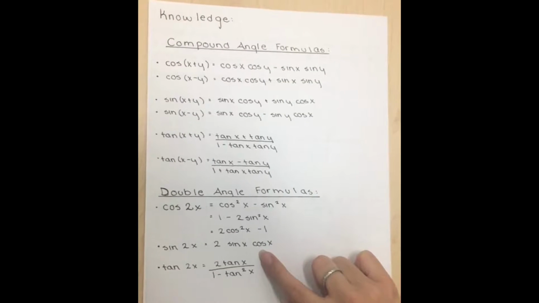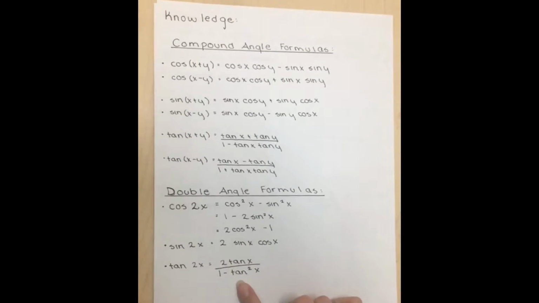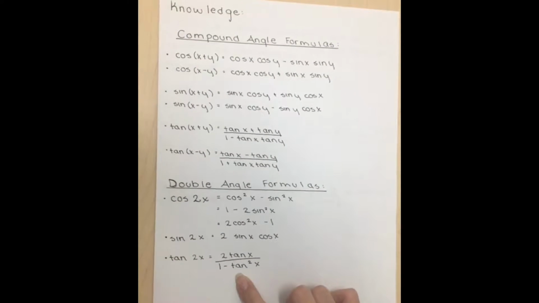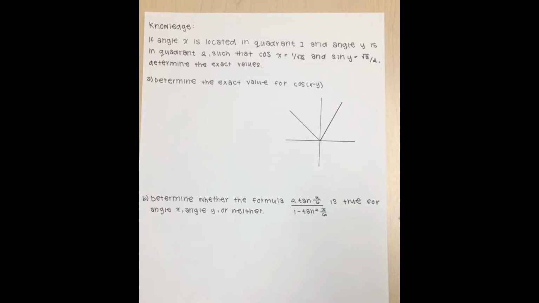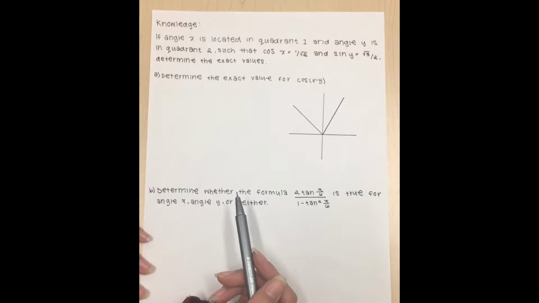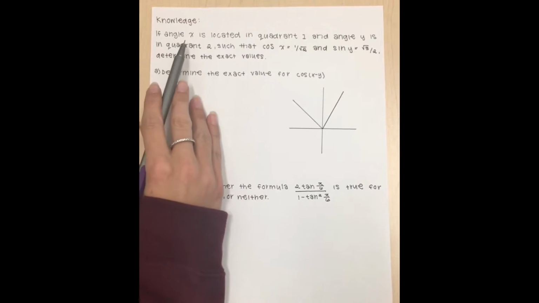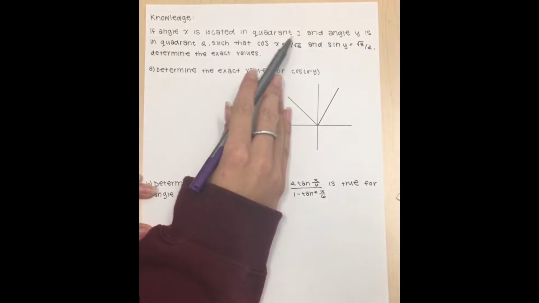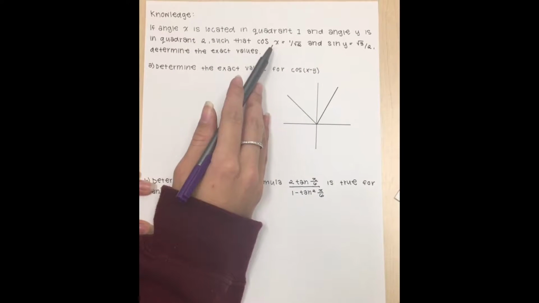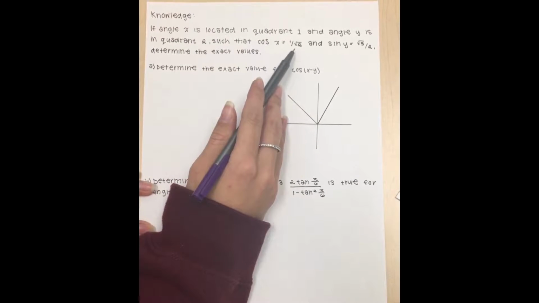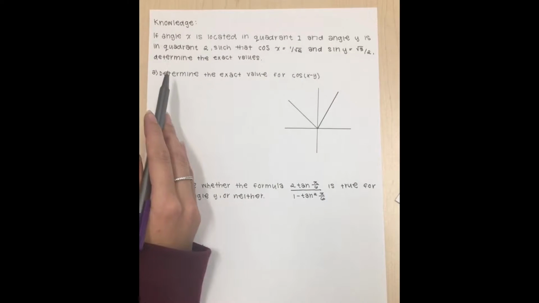And the last formula we are learning today is tan 2x is equal to 2 tan x all over 1 minus tan squared x. Alright everyone, let's get started with this question right here. If angle x is located in quadrant 1 and angle y is located in quadrant 2, such that cos x equals 1 over root 2 and sine y is equal to root 3 over 2.